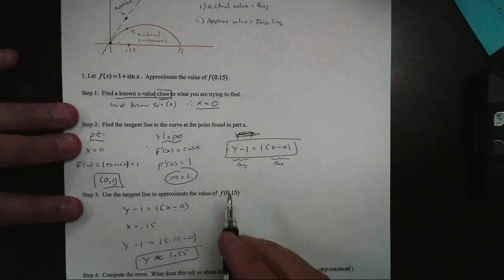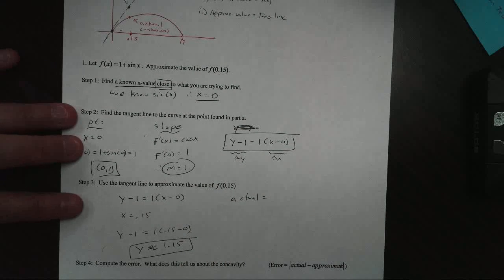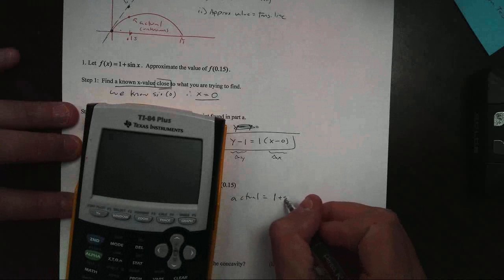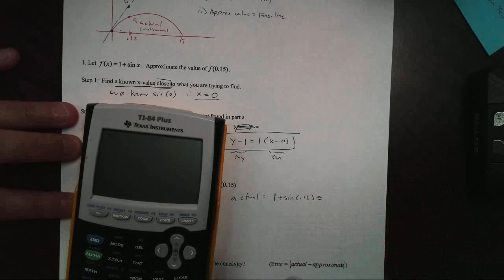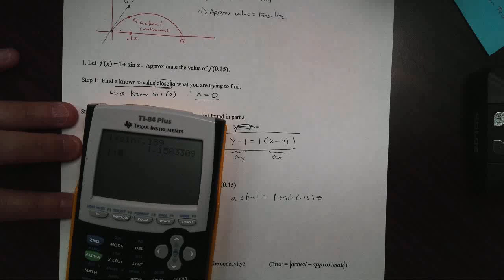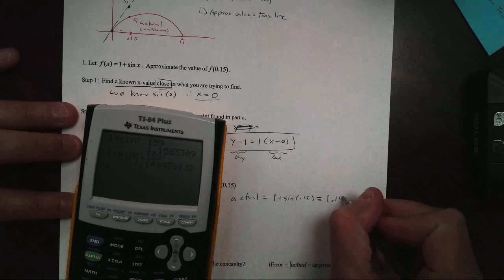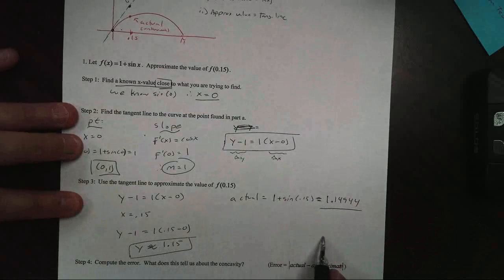Much closer. Now, before we do anything else, let's calculate the actual value. I'm going to use my calculator for that. That is 1 plus the sine of 0.15. And I get 1.14944. Wow! Look how close that was.